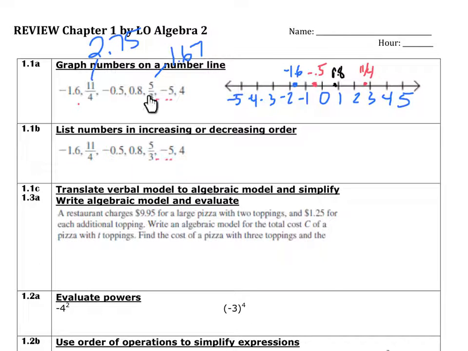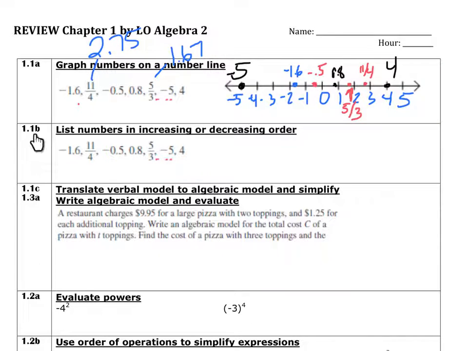Then we're going to have 5/3, which was 1.67. It's in between 1 and 2. It's going to be closer to 2, so we'll do that. And we're going to again label this one. This was the number 5/3. And then the last two, let's put -5 and 4 both on there. So -5 is right here, and we're going to label it. And then 4 is right here, and label it.